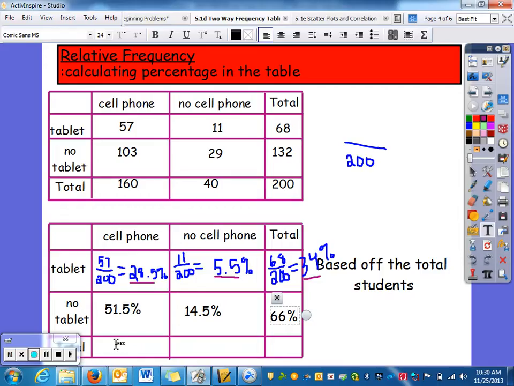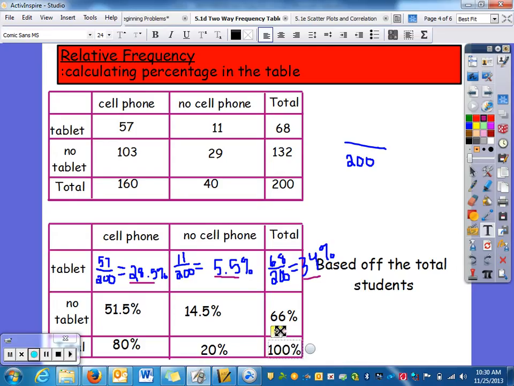Alright, and then now these two would add up to the bottom here, but this comes out to be 80% here. 51.5 plus 28.5 is 80%. And then this should come out to be 20%. And then this would be 100%.